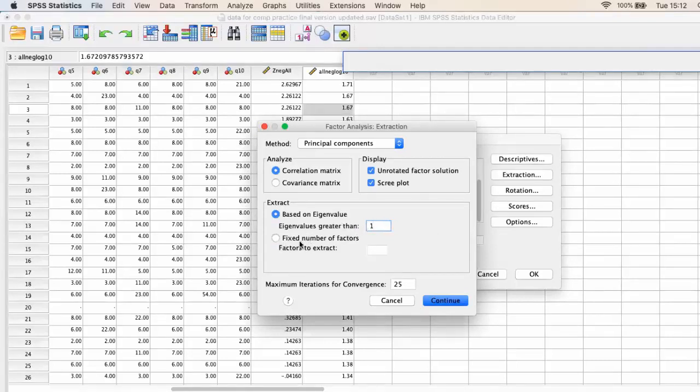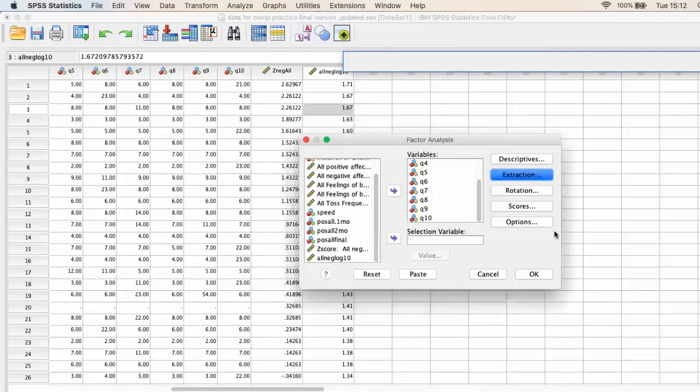If they tell you that they want you to just extract a certain number of factors, you can go here and put how many factors you want them to extract specifically. You probably won't see that, but that is also a possibility. So I would go with eigenvalues greater than 1 unless they say otherwise. You display your scree plot. You don't have to see your unrotated factor solution. You just really want to look at the rotated one. And you go to continue.